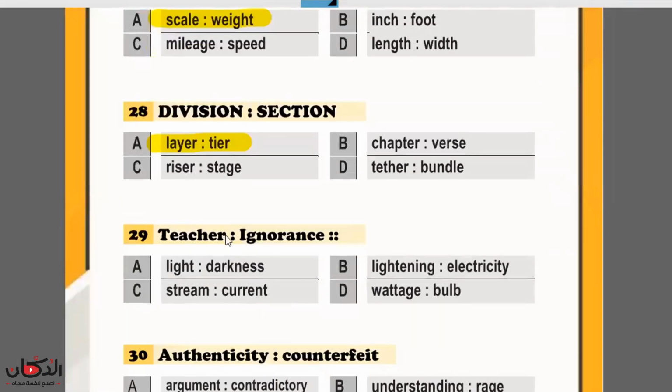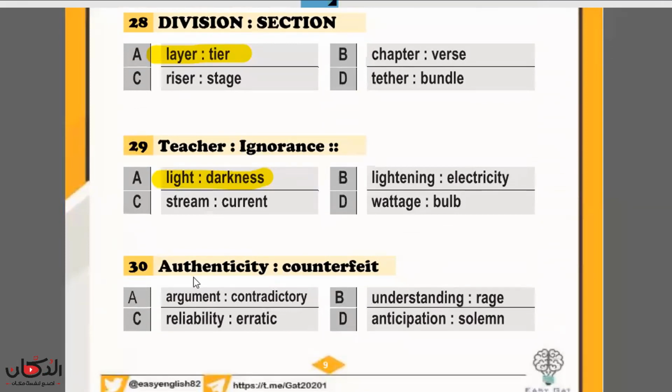Okay. Teacher and ignorance. Here's a person, but not his job or his action or the opposite action, the opposite function. So A, light and darkness. Okay, stream and current, no. Lightning, electricity, no. Wattage and the bulb, okay. Number 30. Is it B? Because it's antonyms.